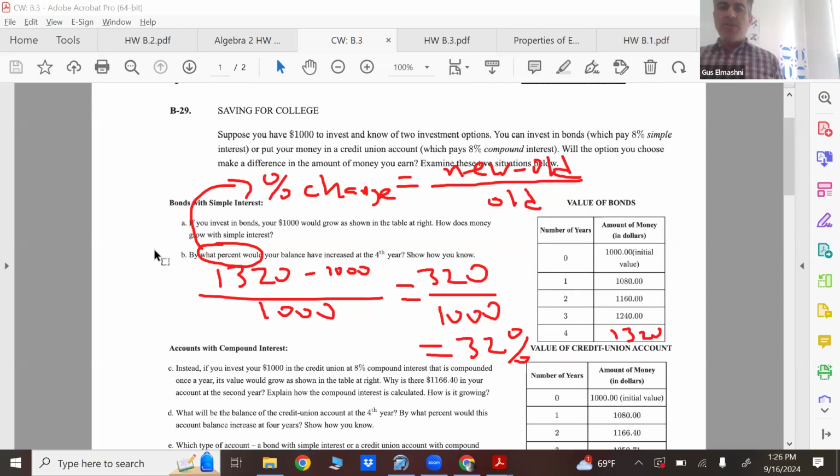So the percent change is just new minus old. Let's say you're a freshman in high school, in 4 years you're going to be in college. Of course, you need more than that. You need more than $1,320 for college, we know that. But in 4 years, how much money do you have? I got 1,320. Great.